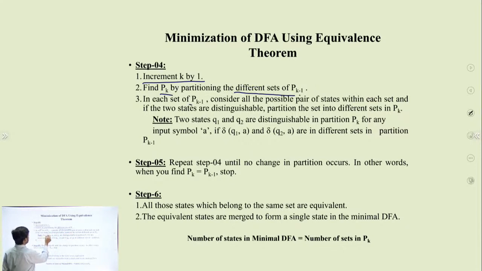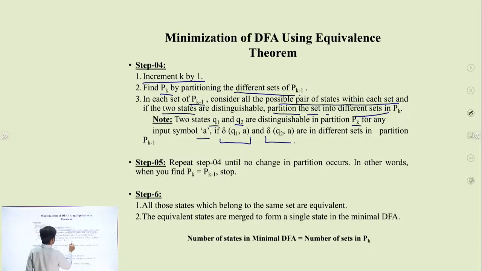In each set of Pk minus 1, consider all the possible pairs of states within each set, and if two states are distinguishable, partition the set into two different sets in Pk. We will see with an example how this will happen. Now two states Q1 and Q2 are distinguishable in partition Pk for any input symbol A if delta of Q1 on input A and delta of Q2 on input A are in different sets in partition Pk minus 1.